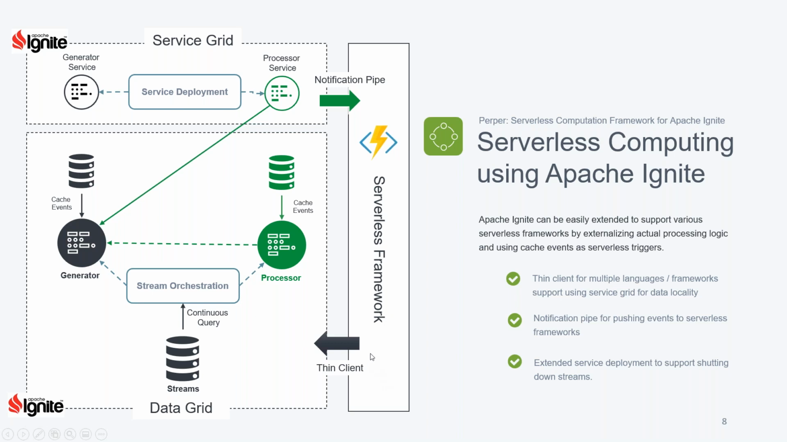Then the serverless framework can use the Ignite thin client to actually obtain the changes in the data grid and to output specific items in the stream output. So the thin client is something that is provided for a variety of languages by Ignite, but the notification pipe is something that we have to implement very carefully, because it has to support back pressure and to be fully asynchronous. For Perper here, we are using .NET Core pipes and a TCP socket underlying them.